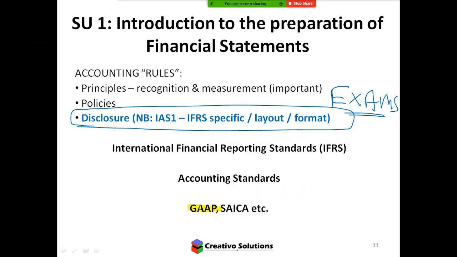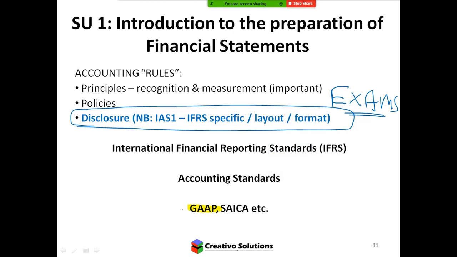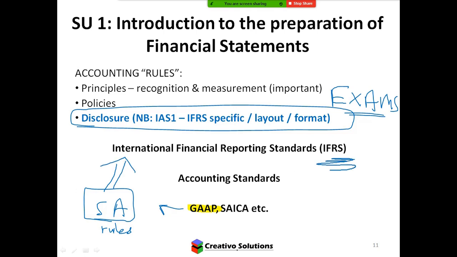GAAP was the old system of accounting. Once upon a time, South Africa had its own rules for accounting, right? And then what did South Africa do? They brought the rules in line with the IFRS, International Reporting Standards, right?